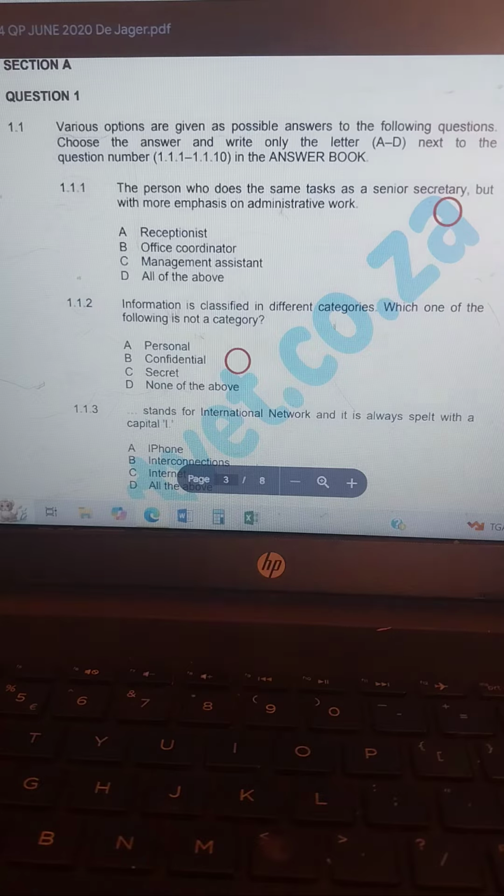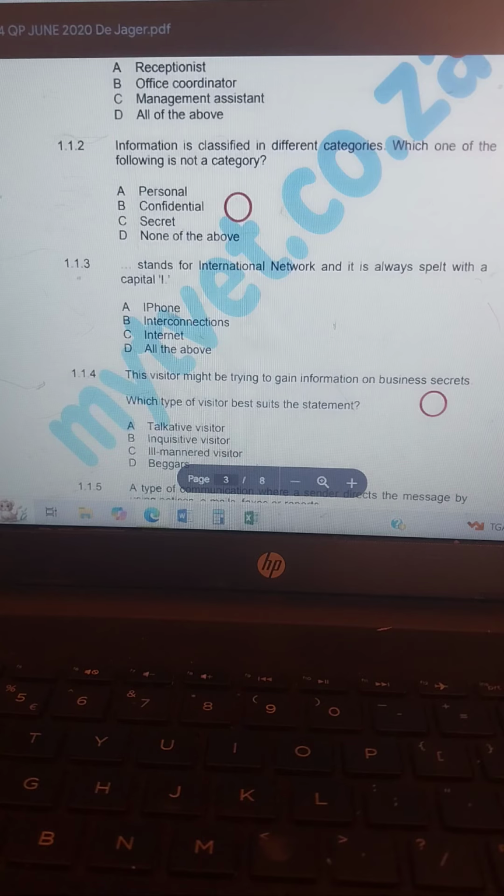Okay, 1.1.1 says the person who does the same task as a senior secretary but with more emphasis on administrative work. What is your answer there? Your answer there is A, which is a receptionist. Then 1.1.2, information is classified in different categories. Which one of the following is not a category? Your answer is D, none of the above.